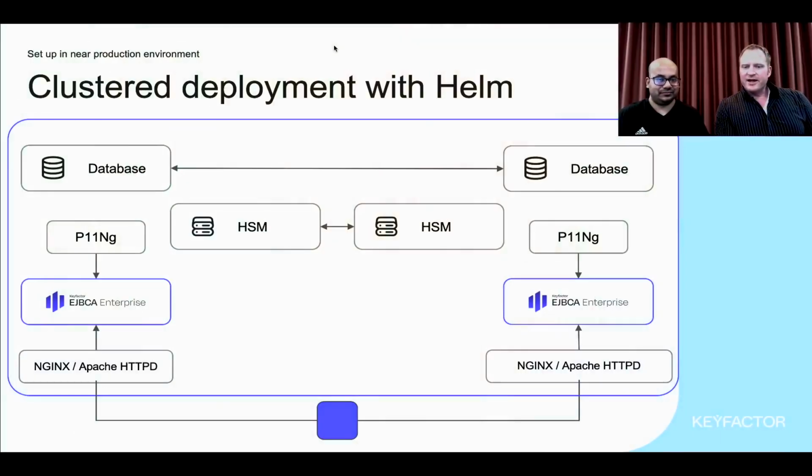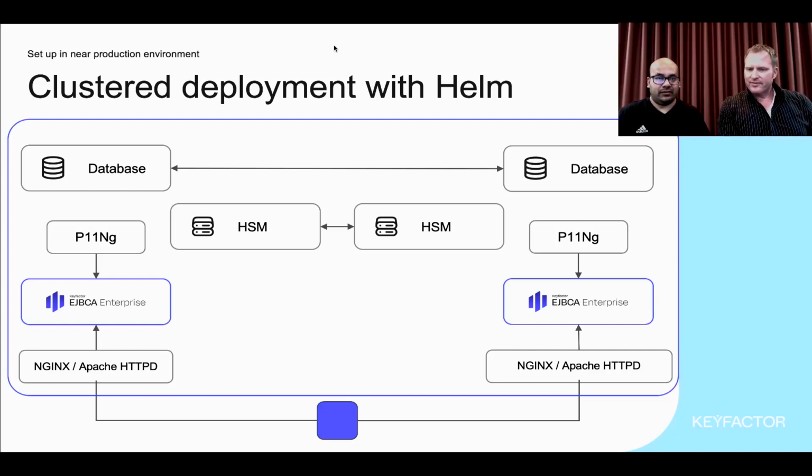Oh, another diagram of what's going on here. So Tanmay, explain this to me. So this is where we are trying to show how an EJBCA CA installation might look like with one single Helm install or Helm release.